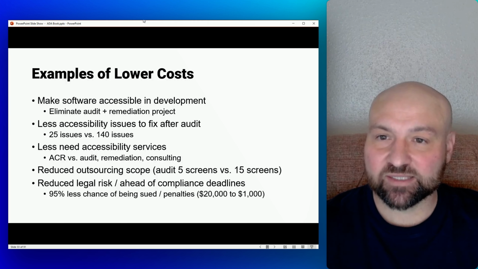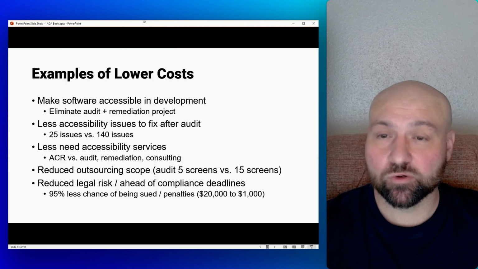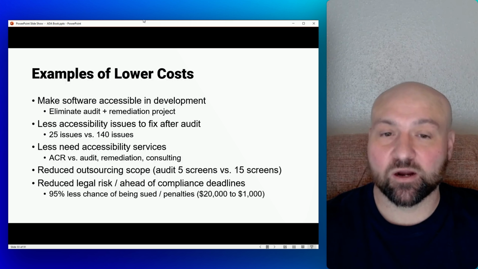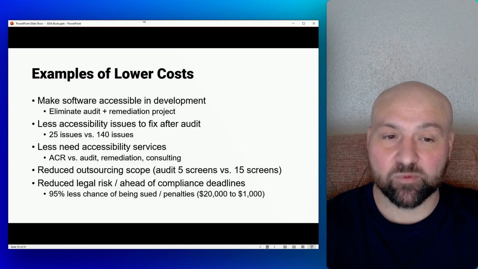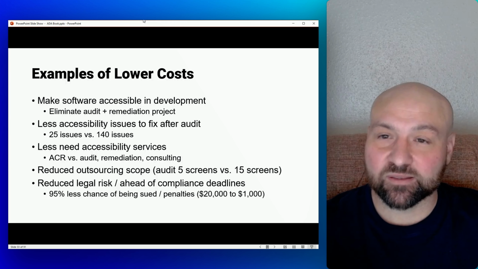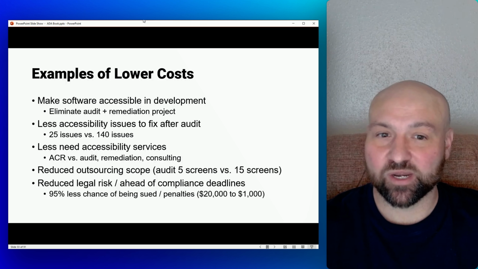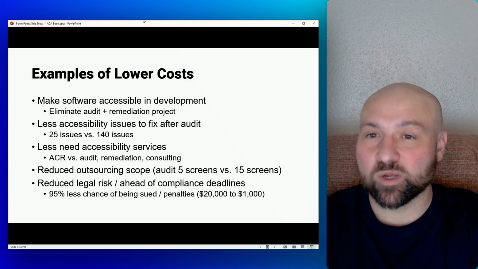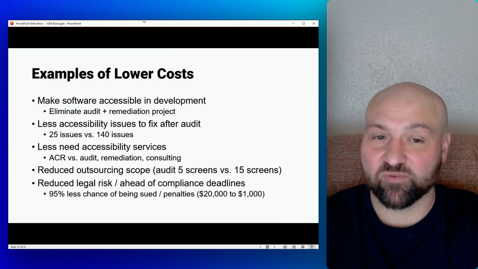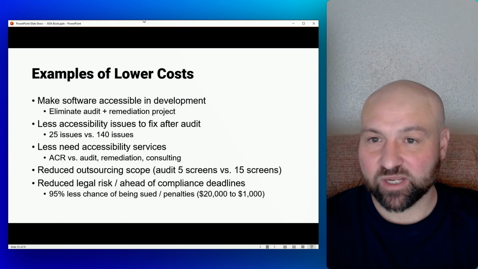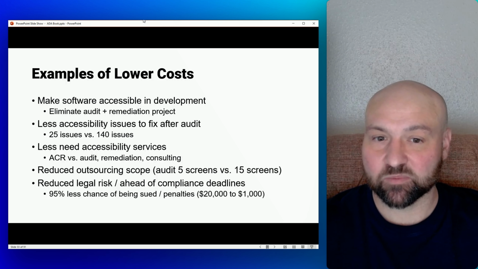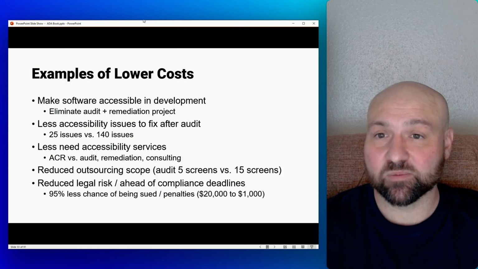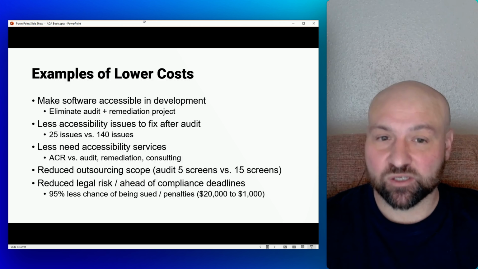Also, you'll have less need for accessibility services. So you won't need to source out as much work to digital accessibility companies. So let's say you're just sourcing out an ACR versus an audit, remediation, and consulting. There's just less of the third-party services that you'll need. Now, sometimes, like I said with ACR, sometimes you want these issued by an independent third-party provider. But when you take accessibility in-house and your team becomes familiar with accessibility, you'll know exactly what accessibility services you need and which ones you don't.